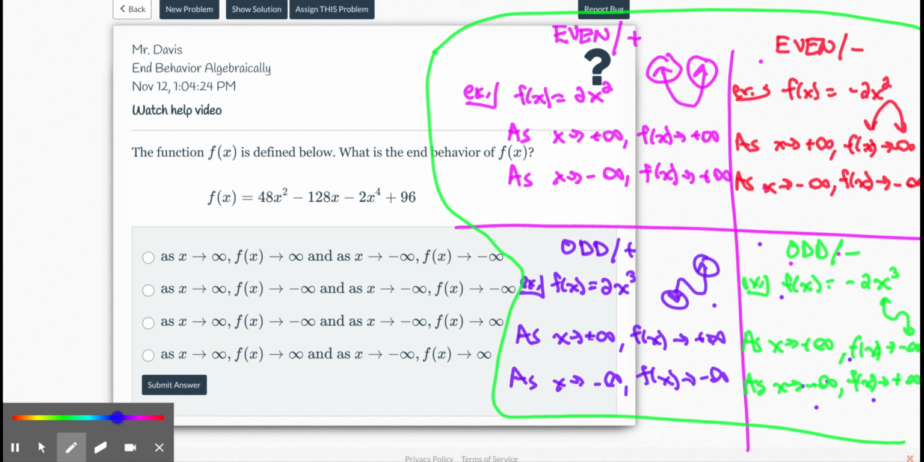All right, so in this first one, we identified the leading term as negative 2x to the fourth. So that is an even because it's 4, even negative. All right, so even negative means they're both going to go down to negative infinity. So as x goes to positive, f of x is negative. And as x goes to negative, f of x is also negative. So that's going to be this one right here. Both going down to negative.